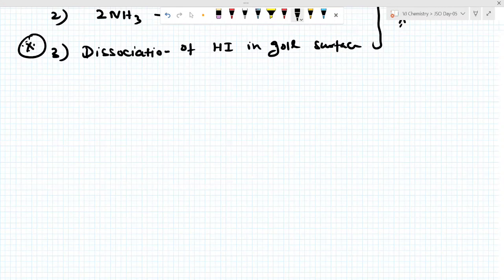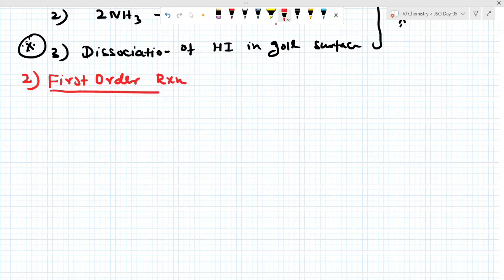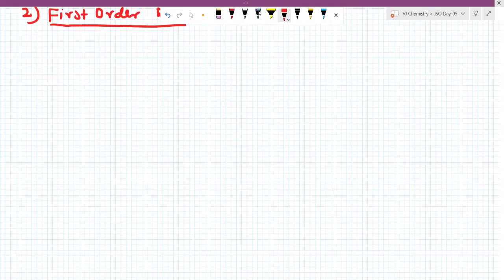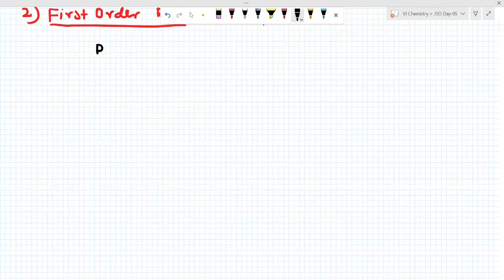Second one, first order reaction. Okay, what is the rate constant, and the power 1 we put here. What does 1 represent? First order reaction. Now, what is the final equation?